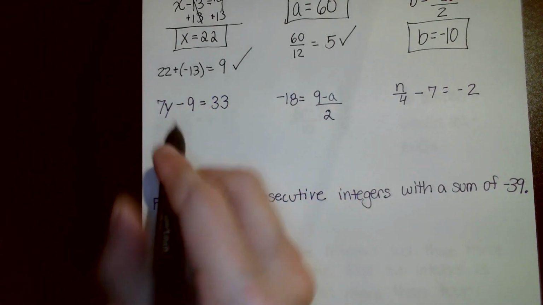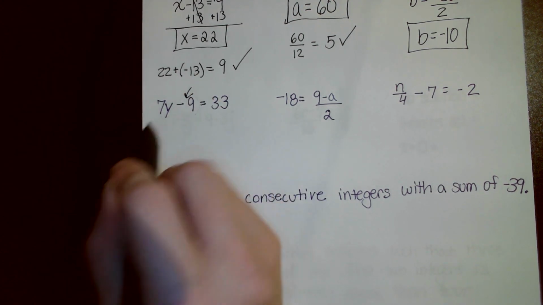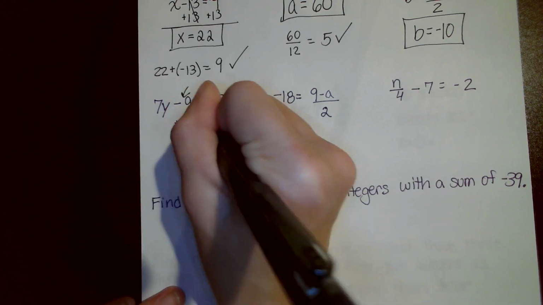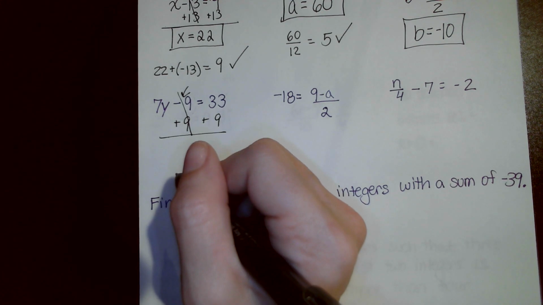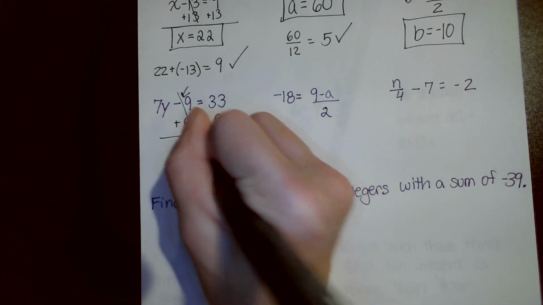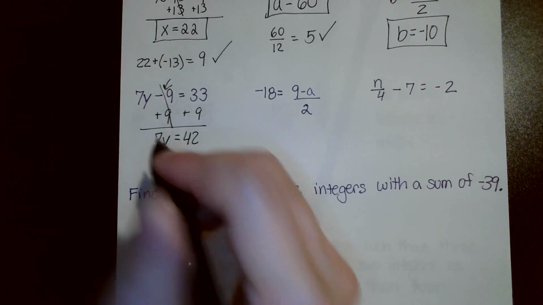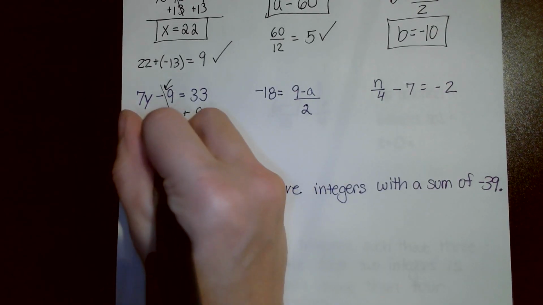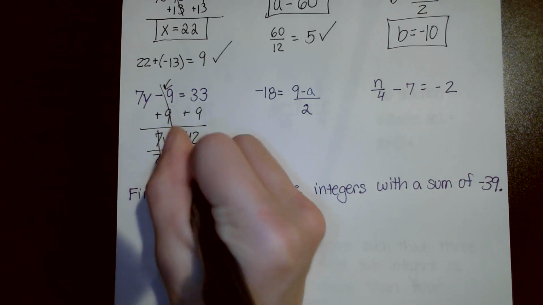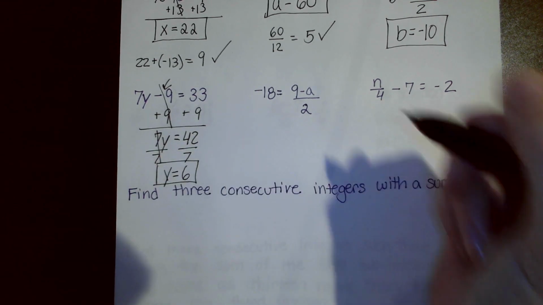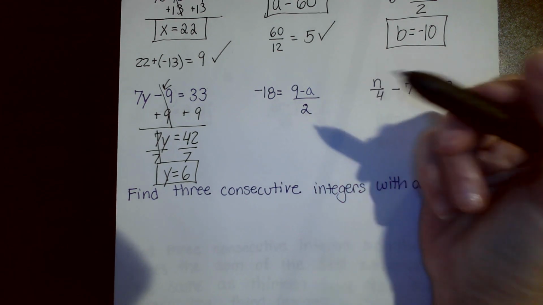All right, the next one, we have a third wheel. Remember, always move the third wheel first, always. So I'm going to add 9 to both sides. That cancels out. I get 33 plus 9 is 42. Bring down the 7y. So now I have 7y equals 42. Divide. 42 divided by 7. Y equals 6.